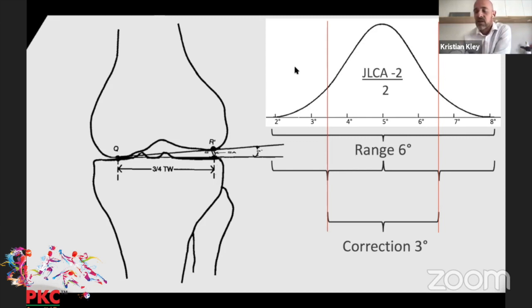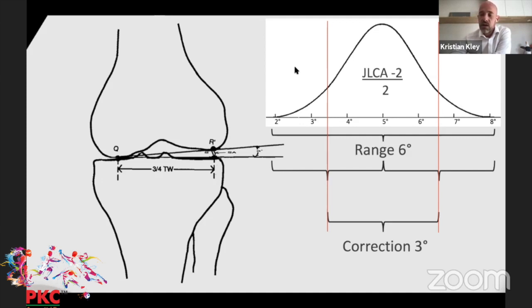Now, in order to form a simpler equation for that, we just take the joint line convergence angle, the actual value in this example, 8 degrees, and we want to go back to normal, which is 2 degrees. So we just say JLCA minus 2. This is 6 degrees. And then you divide it by 2, which is 3 degrees. And this is what you reduce your overall correction by in order to take it into consideration.